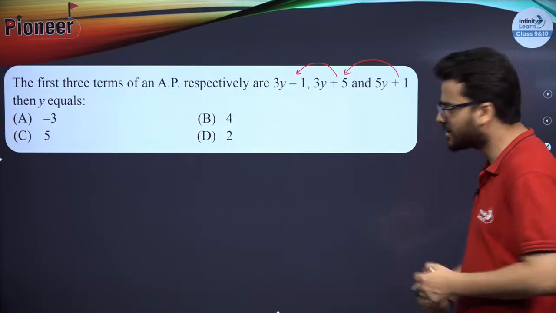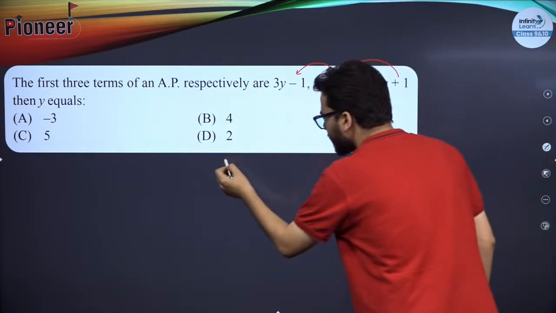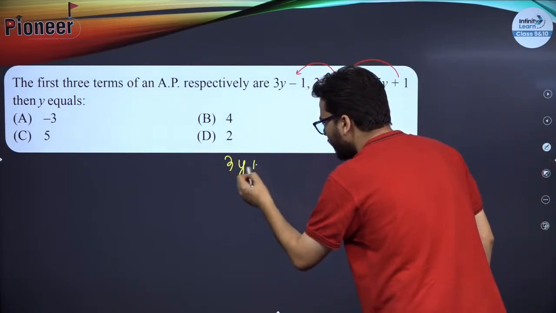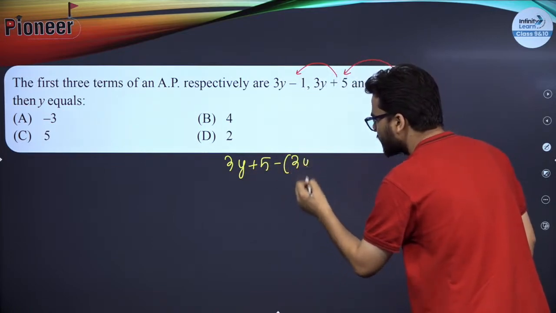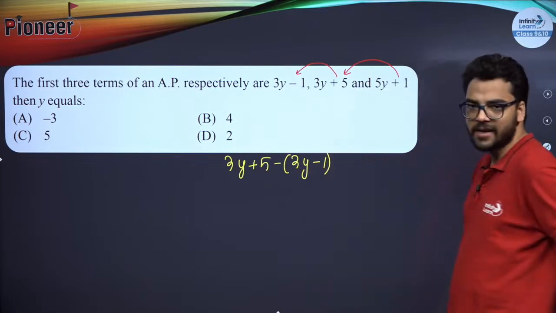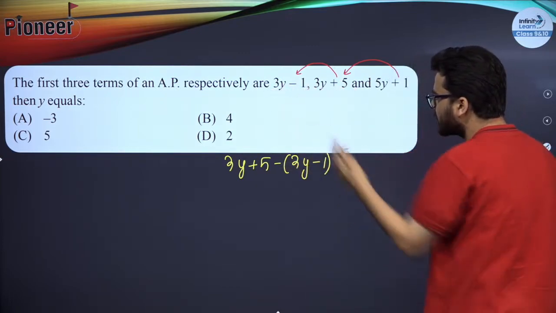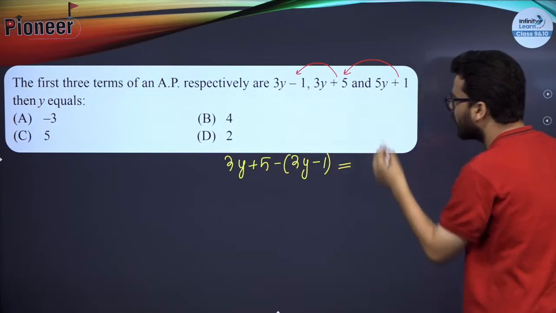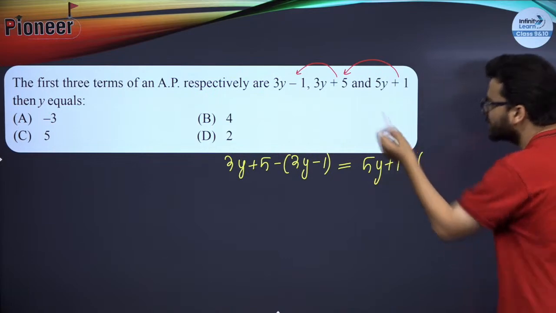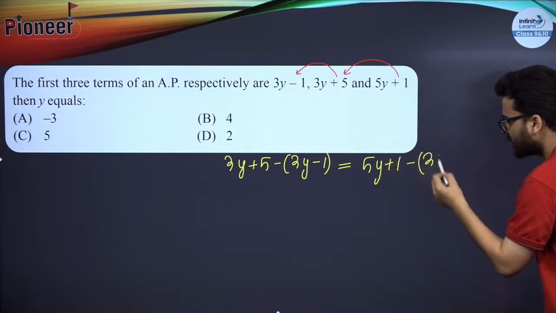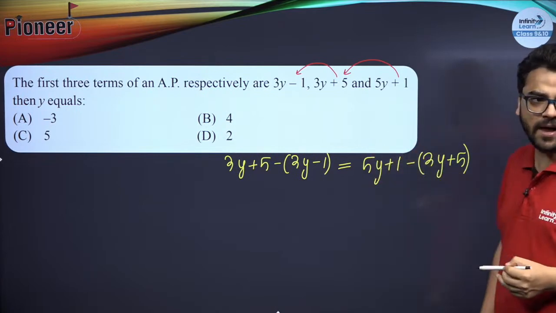Hello Ani, welcome to this session. So what are we going to get over here? Second term minus the first term. So (3y plus 5) minus (3y minus 1). This will automatically come in a bracket because 2 terms are there in the second and the first terms, and that is equal to what? Third term, that is 5y plus 1, minus the second term, that is 3y plus 5. You just have to solve this equation to get the value of y.